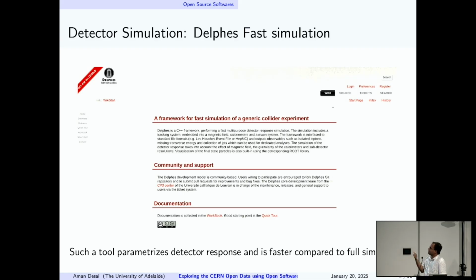Then this is Delphes fast simulation. This is a tool which simulates the detector response and is faster. The idea here is that if you want to do a quick study of physics, people start with this, and if you want a more detailed study, you go with Geant.